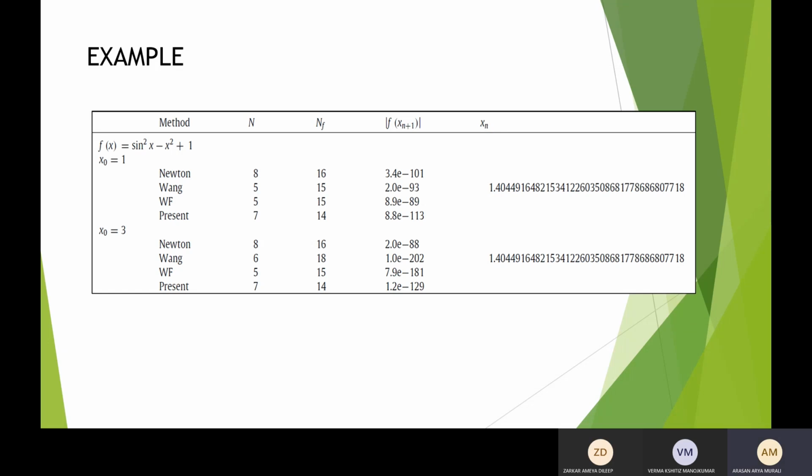So now we'll look at an example. Of the several tests conducted, the paper presented a few simple examples for better comparison. Here we can see one of the examples that was solved to compare different methods. N is the number of iterations while Nf is the total number of evaluations. F of x n plus 1 gives the value of the function at the evaluated root. It can be seen how the modified method proves more efficient as it uses fewer evaluations.